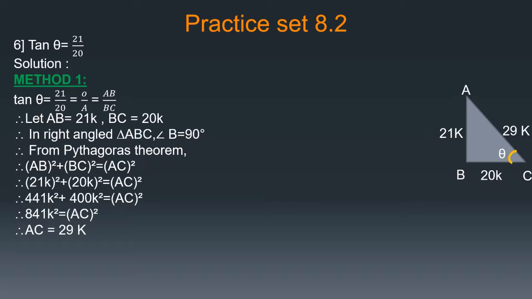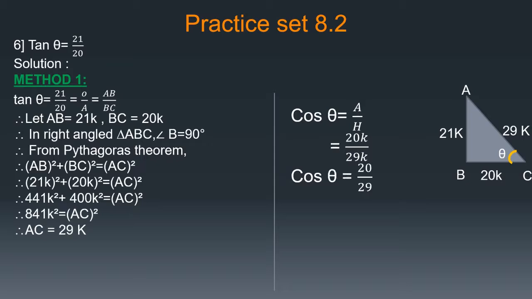Now let us find out the remaining two ratios, that is sin ratio and cos ratio. Let us begin with the cos ratio. Cos theta is adjacent upon hypotenuse. So here the adjacent side is 20K and the hypotenuse side is 29K. Again K and K get cancelled and we get 20 upon 29. So the value of cos theta is 20 upon 29.